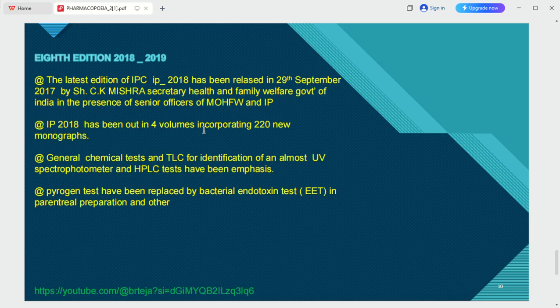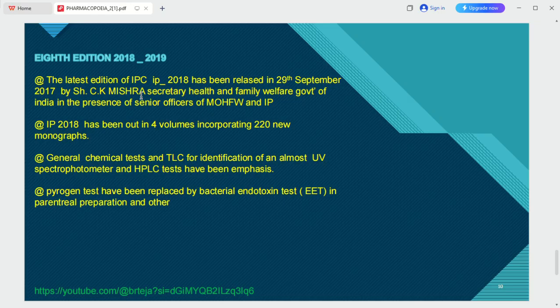Okay, most of the existing assays and related substances test methods are upgraded by liquid chromatography technique in view of harmonization with other international pharmacopoeias. Okay, and the pyrogen test has been replaced by the bacterial endotoxin test (BET) in parenteral preparations and others. Okay, that's the main important point.